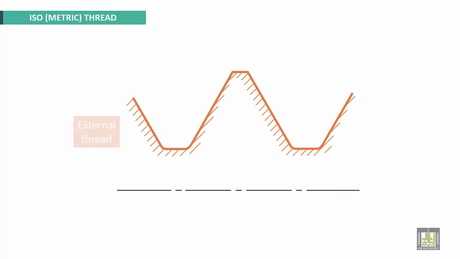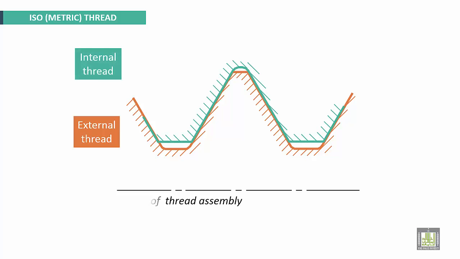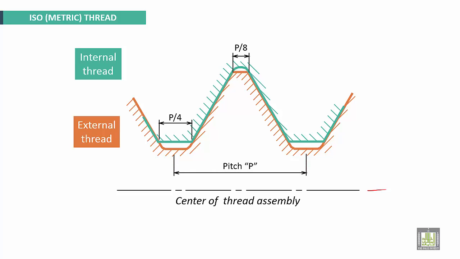Isometric threads. This is external thread for isometric threads. This is the internal thread. This is the center line of the thread assembly. Here we have P/8 pitch, here pitch/4, and this is the total pitch P. Here we have 60 degrees for the isometric.